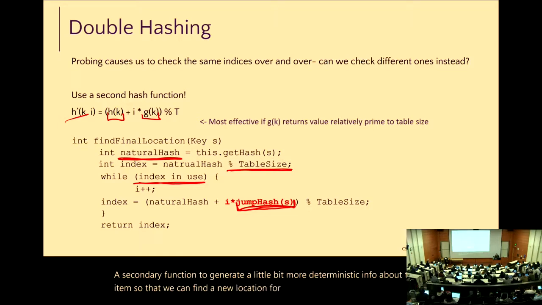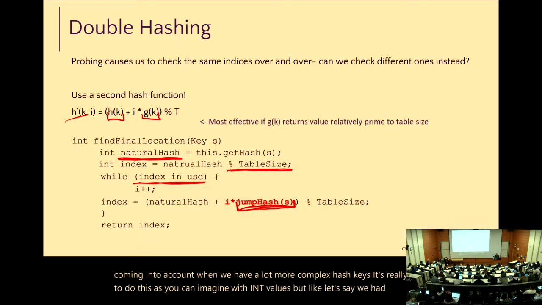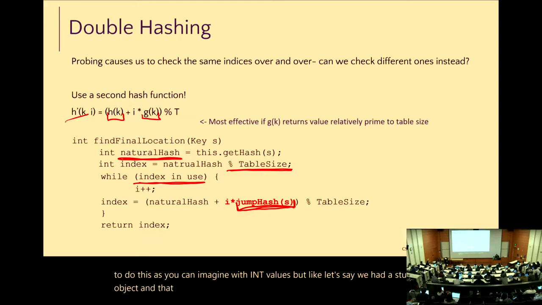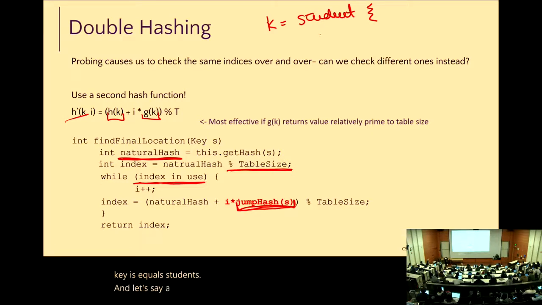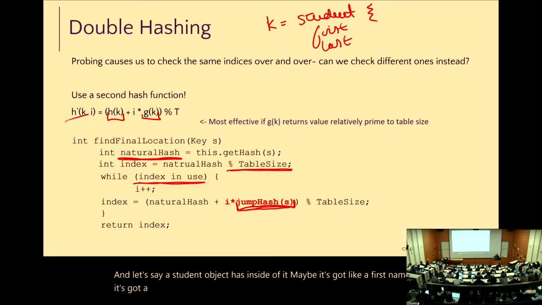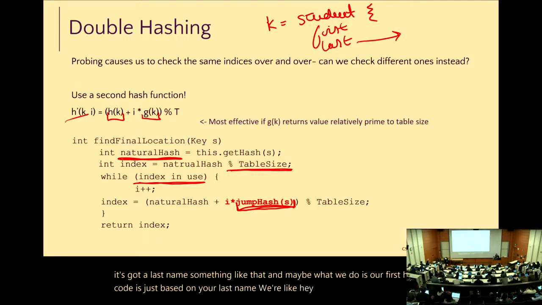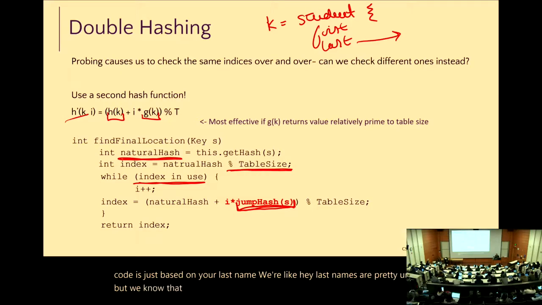So for example, this usually comes into account when we have a lot more complex hash keys. It's really hard to do this, as you can imagine, with int values. But let's say we had a student object, and that student object was our key. So we're going to say keys equals students. And let's say a student object has inside of it a first name and a last name. And maybe our first hash code is just based on your last name. We're like, hey, last names are pretty unique, but we know that there are some collisions on hash names, right?